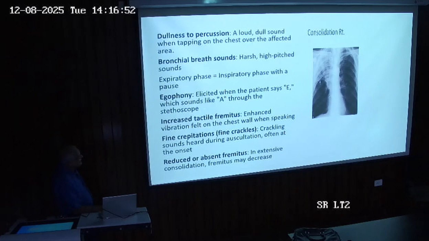Increased TAF, that is tactile fremitus, is enhanced vibration felt on the chest wall when speaking. Most of these spoken words can be felt when you palpate with the palm of your hand. Fine crackles can be heard during auscultation, often at the onset, so inspiratory crackles. In extensive consolidation, fremitus may be reduced or absent, but if the bronchus is patent, you can have an increase in the vocal resonance and vocal fremitus.